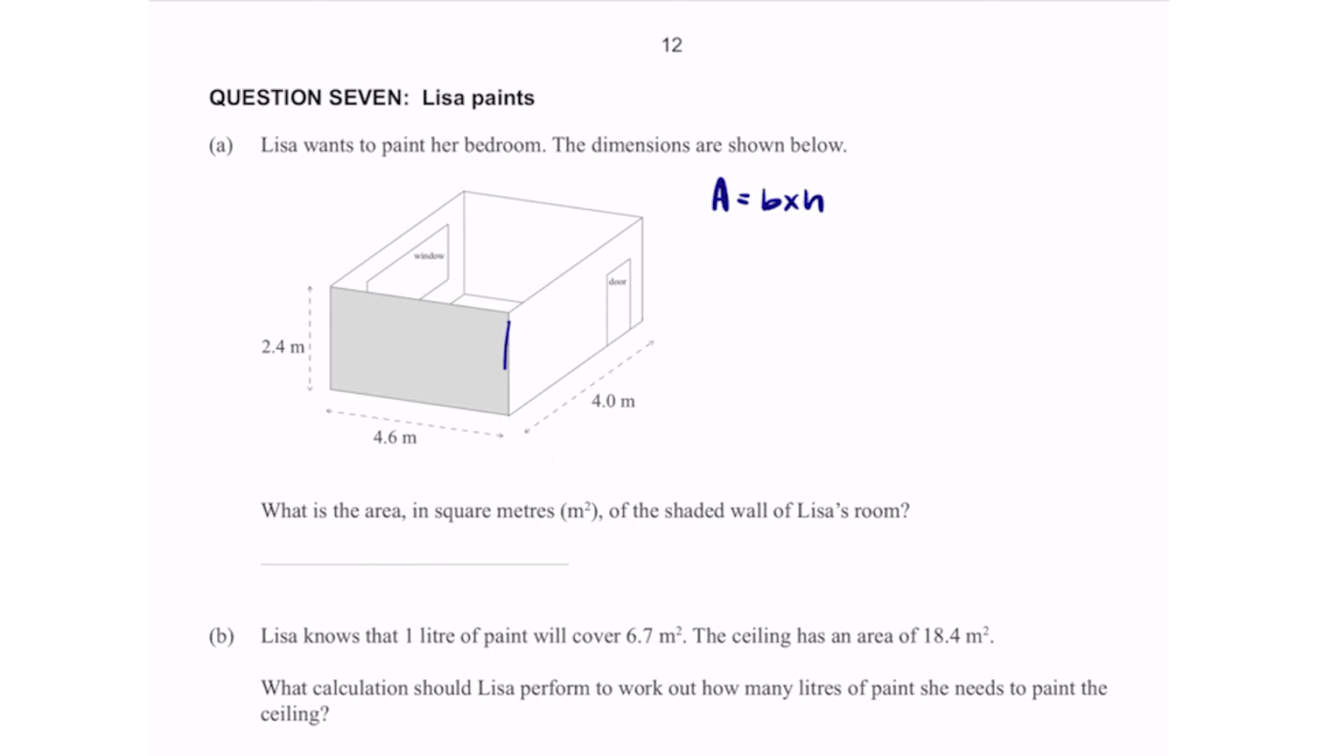So what's the base? This is our shaded square. What's the base of the shaded square? Well, we know that this is the height, so I'll label that h, and therefore this must be the base, or the other side. What is the area in square meters of the shaded wall? It's just going to be the height multiplied by the base. So what's 2.4 times 4.6? That is 11.04 meters squared.